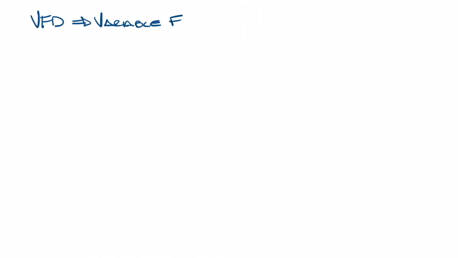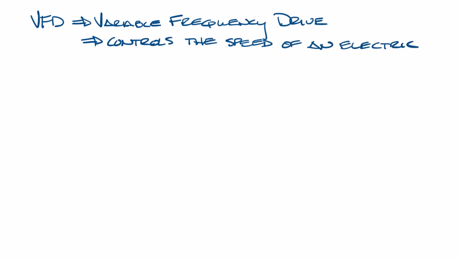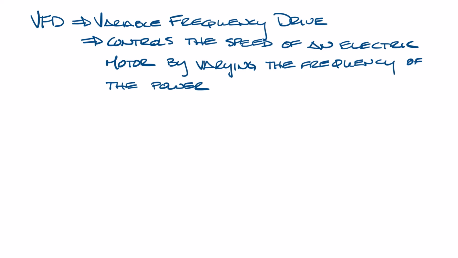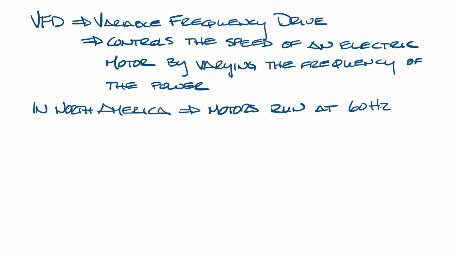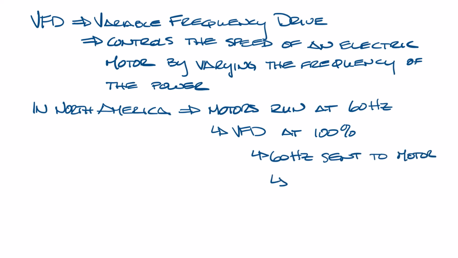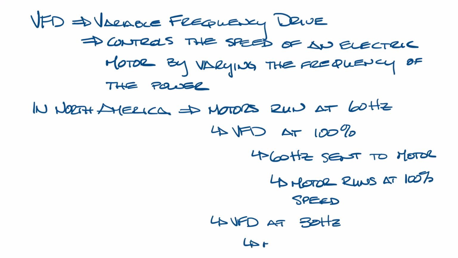VFD stands for Variable Frequency Drive. As a quick reminder, a VFD controls the speed of an electric motor by varying the frequency of the power it sends to the motor. I covered VFDs in one of my early videos, so I'll put a link to that below. In North America, motors typically run at 60 Hertz. So if the VFD is at 100%, it sends 60 Hertz to the motor, and the motor runs at 100% speed. Turn the VFD down to 30 Hertz, and the motor would run at 50% speed.